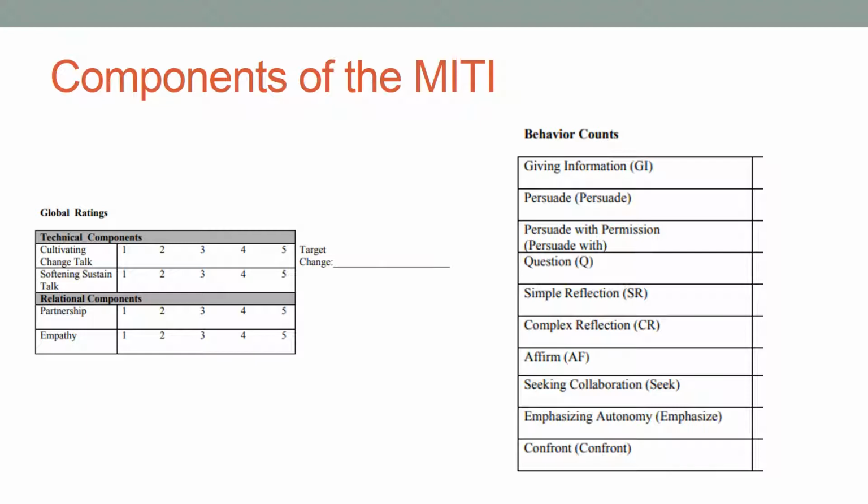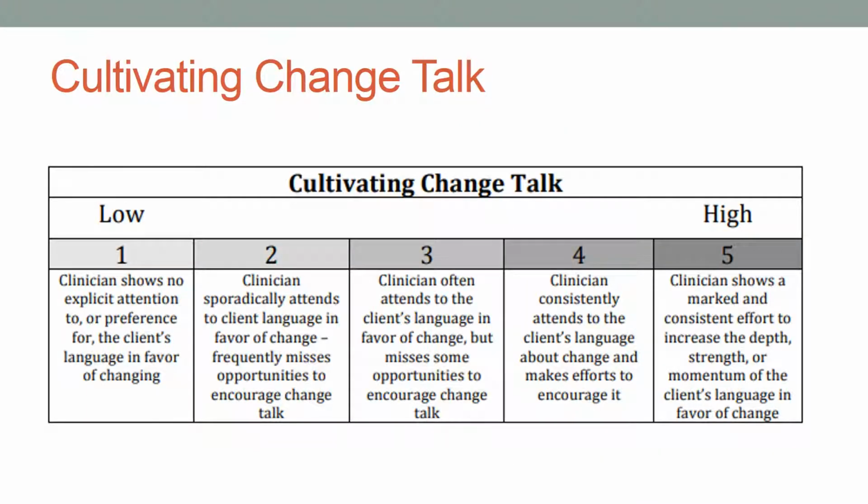So how do you assign your global scores for each of these four dimensions? Well, the first thing you need to do obviously is listen to the audio recording, the 20-minute segment that you've chosen. Next, you need to decide where to pitch yourself on a Likert scale of 1 to 5 for each of those four dimensions. So let's look at cultivating change talk, the first of the four different dimensions. The manual gives you verbal anchors and examples which help you to assign an appropriate score for that dimension.